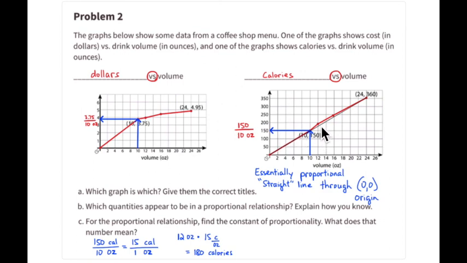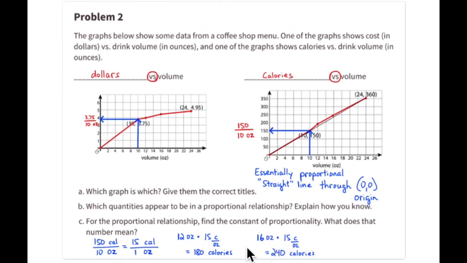It looks like it's a little bit above that. A straight line would be right here. So this is 180 calories, and what they measured was a little bit more than that, but it's pretty close. That's okay. 16 ounces. Well, it's going to be 15 calories per 1 ounce. If I have 16 ounces of coffee, how many calories is that?